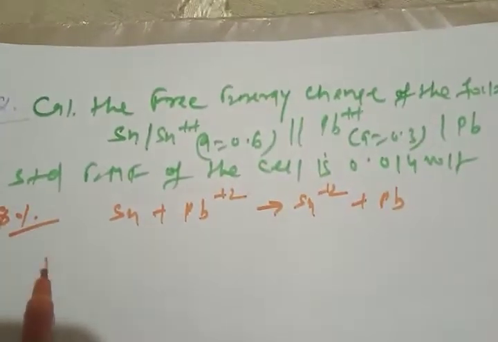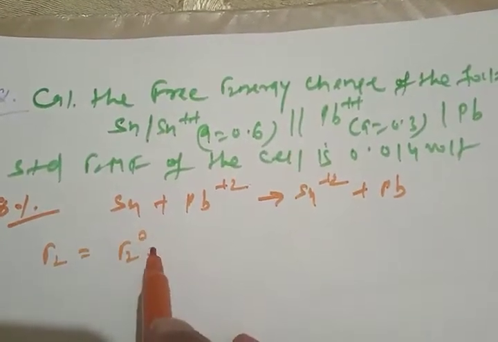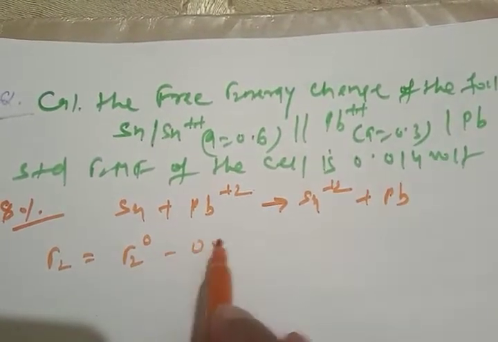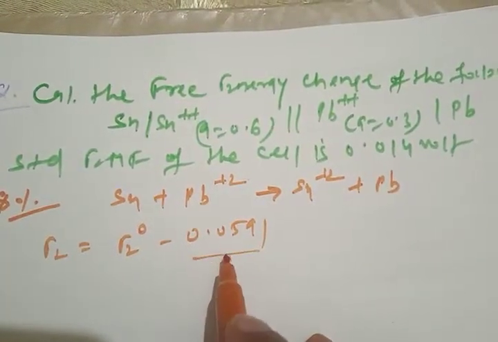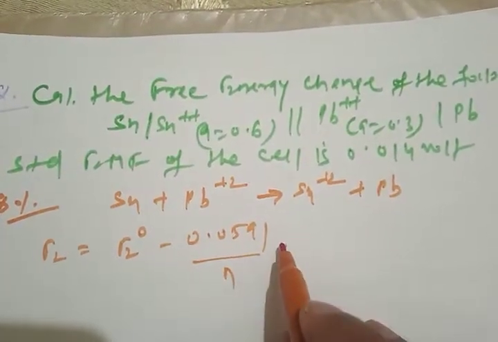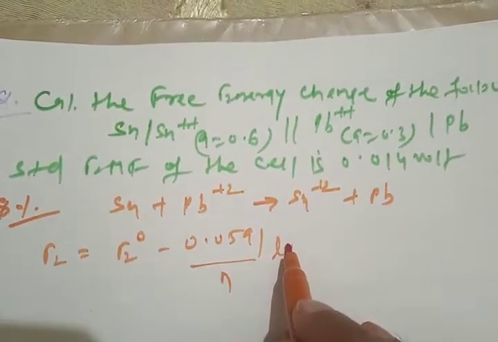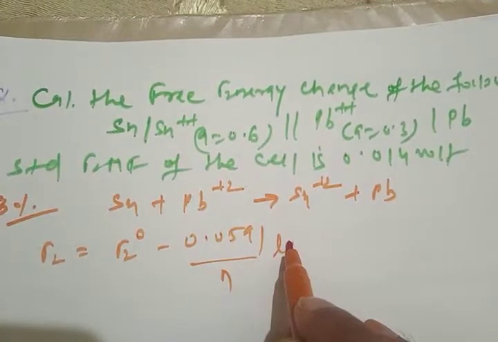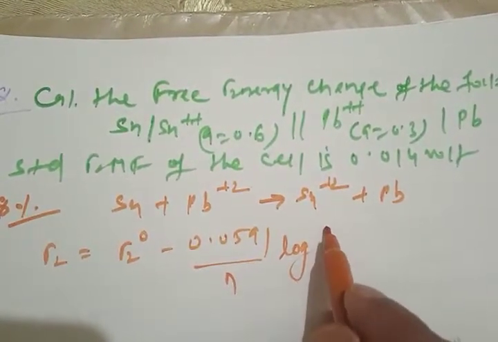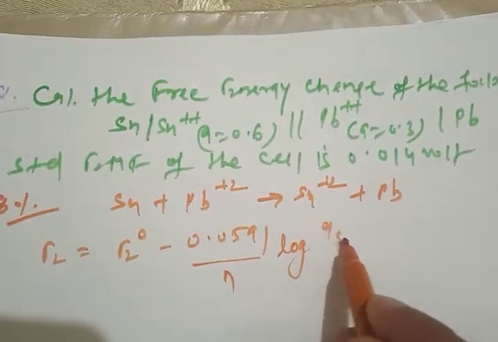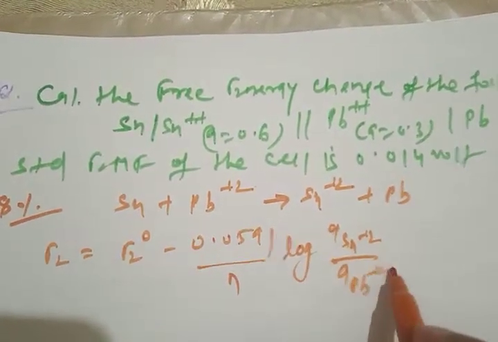And what is the Nernst equation in this case? So the Nernst equation is E naught cell minus 0.059, because we are talking about the standard condition, upon n, and then we have log. So log is log of product upon reactants. So let's write the activity of Sn plus 2 and the activity of lead plus 2.